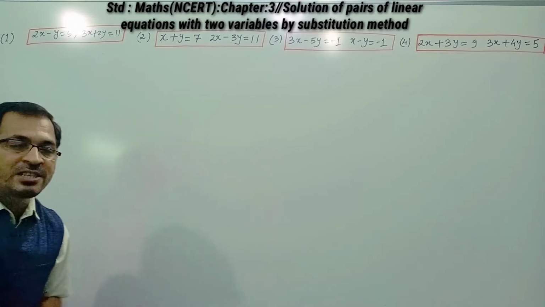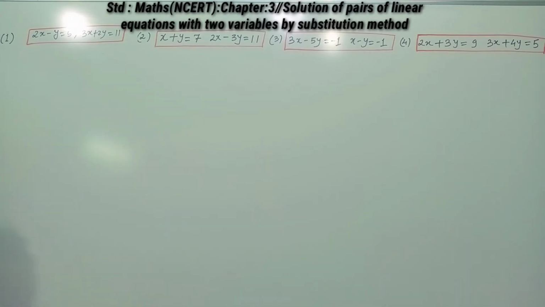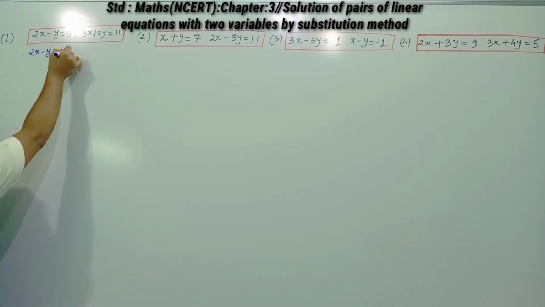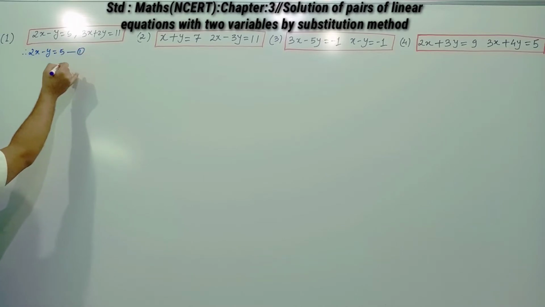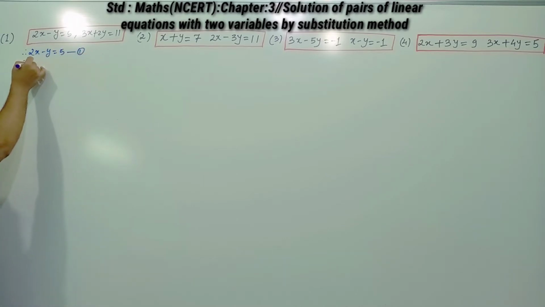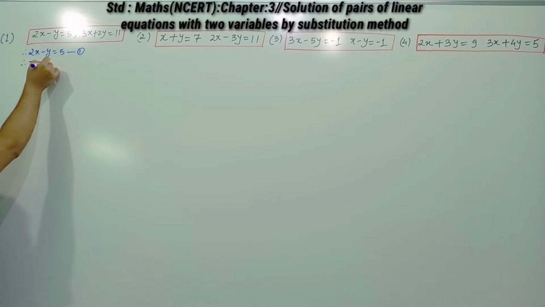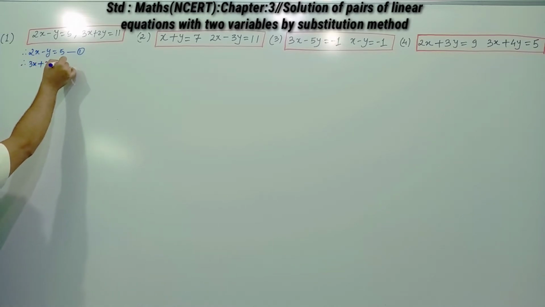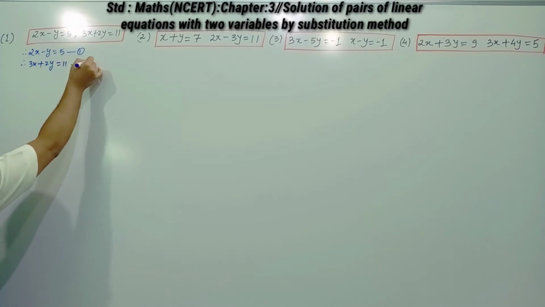Okay students, let us start over here. The first question is 2x minus y is equal to 5 and 3x plus 2y is equal to 11. So students, first of all, considering 2x minus y is equal to 5, consider this is equation 1. Similarly, 3x plus 2y is equal to 11. This is equation number 2.